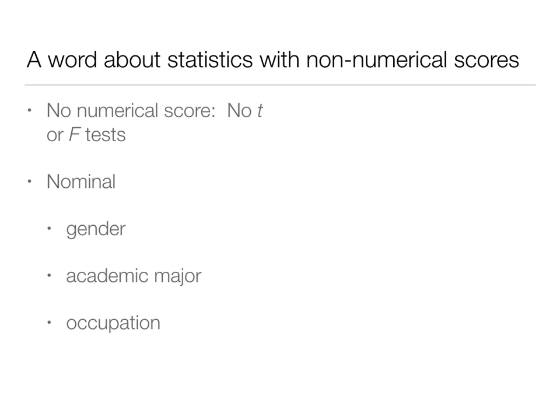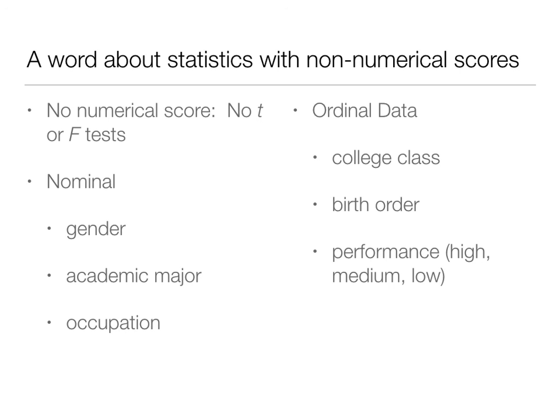Same thing for occupation. Ordinal data we can also not use with t or F tests, so college classes we can't use with that. Birth order we can't use with that. Performance, high, medium, low, we can't use with that. So none of those really will work. So we really only can use the numerical scores, sometimes ratio if it's done right.